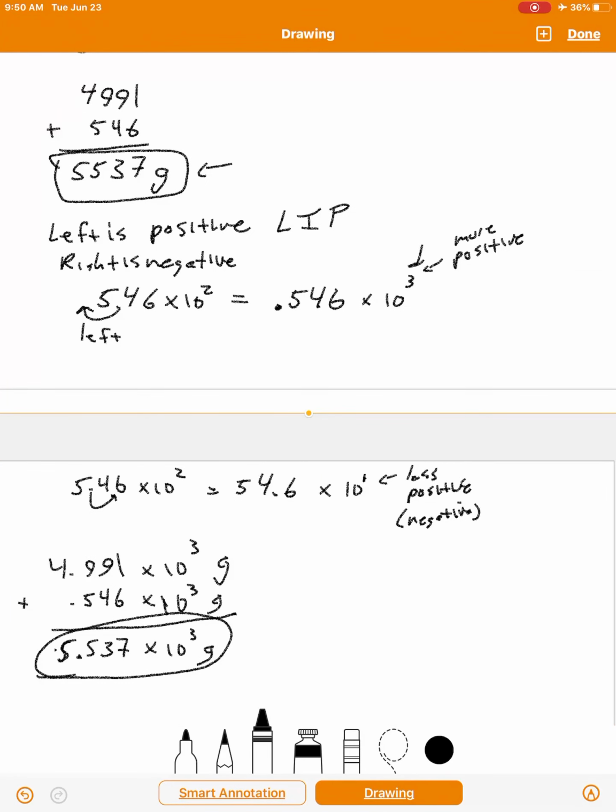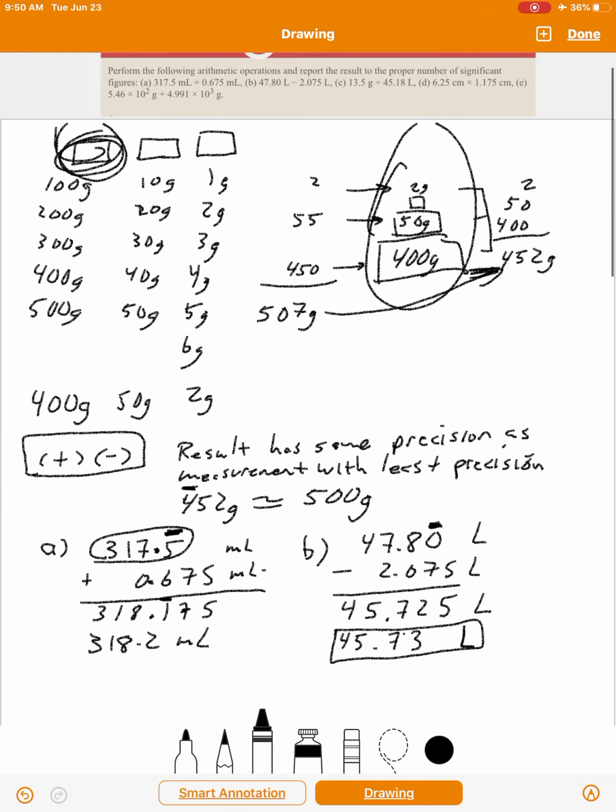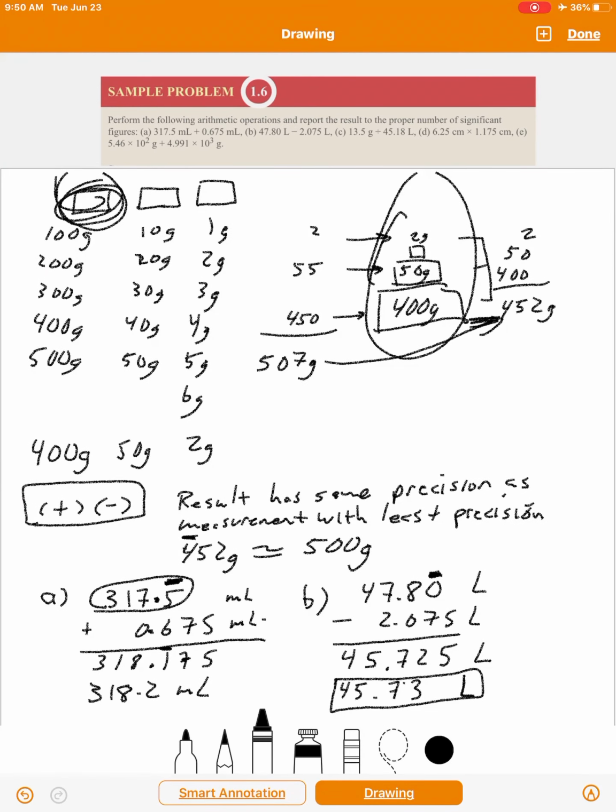That's the same as this one. This is the same as 5.537 times 10 to the 3 grams, right? Because 5,537 is 1,000 times 5.537, and that's what thousands are, 10 to the 3. Okay, so there you go. We ran through it all. We ran through addition, subtraction. So with addition, subtraction, you got to line up the decimal points, add and subtract, round it. For multiplication, division, just count the number of sig figs in each number and then round your answer to the same sig figs as the one that has the fewest.